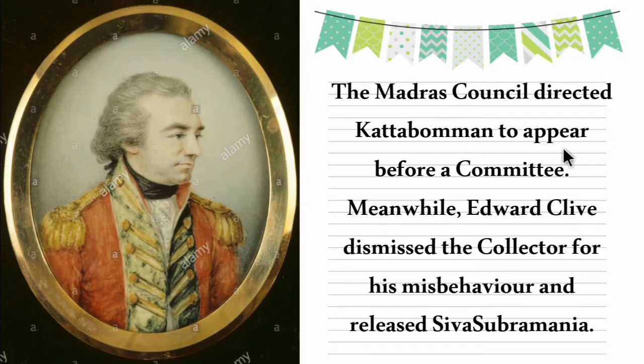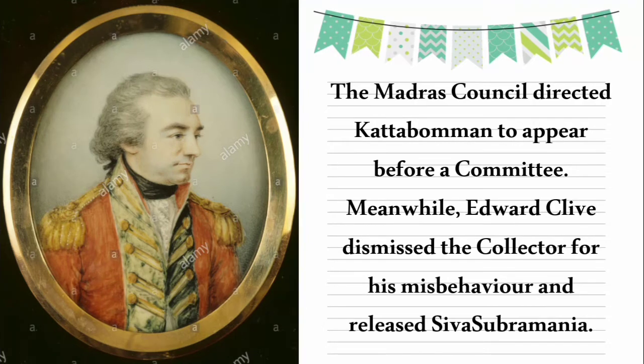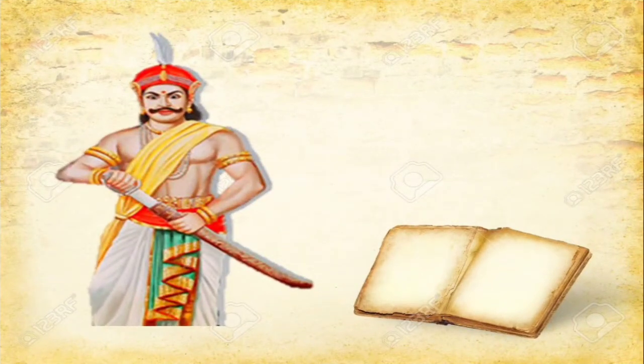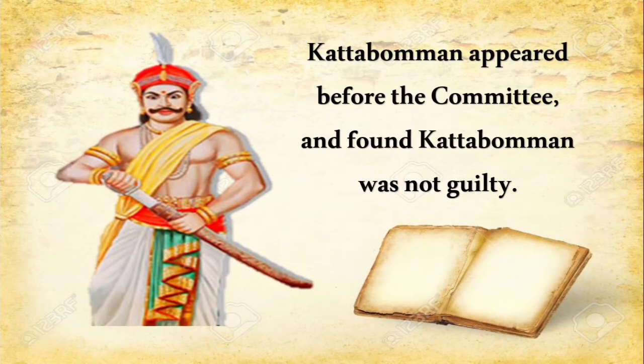And then the Madras Council directed Kattabomman to appear before a committee. Meanwhile, Edward Clive dismissed the collector Colin Jackson for his misbehavior and released Kattabomman's minister Siva Subramanian. As per the Madras Council instructions, Kattabomman appeared before the committee and they found that he was not guilty.